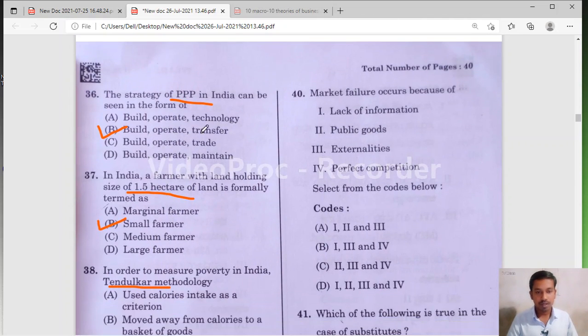Question number 40. Market failure occurs because of: first one, lack of information. Second one, public goods. Third one, externalities. Fourth one, perfect competition. Yes, here as you all know, this question was repeated in our mock test also. 1, 2 and 3 are correct here. Fourth one is not correct. So here option A will be the right answer.